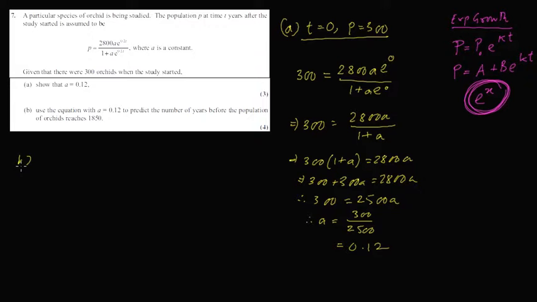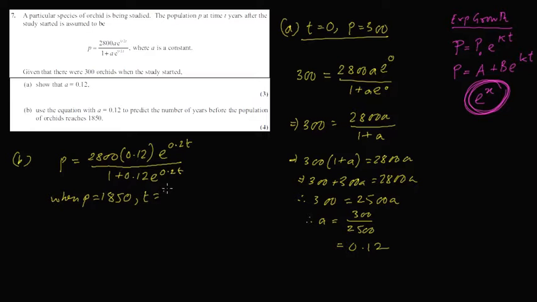So now that we know what the value of a is, we can write this population model as 2800 into 0.12 e to the power 0.2t divided by 1 plus 0.12 e to the power 0.2t. Now use the equation with a equals 0.12 to predict the number of years before the population of orchids reaches 1850. So when p equals 1850, we have to know what is the value of t.